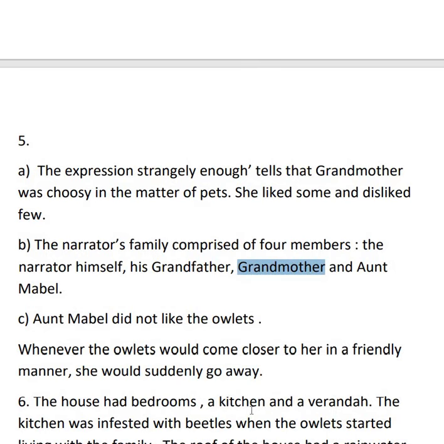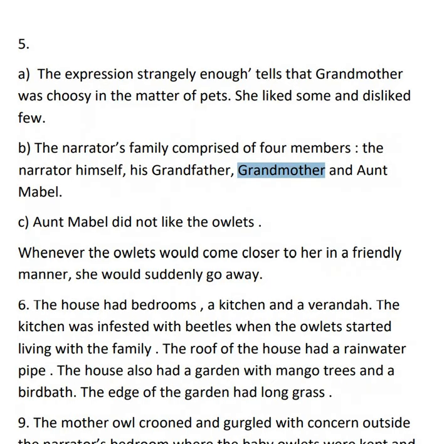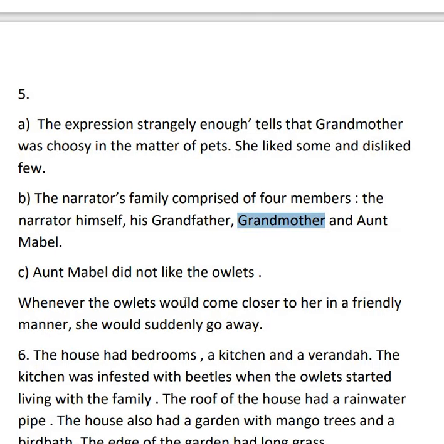Now the question is, which member of the household didn't like the owlets and how do you know? In the household, who didn't like them? In the household Aunt Mabel didn't like the owlets. Whenever the owlets would come closer to her in a friendly manner, she would suddenly go away from that place.